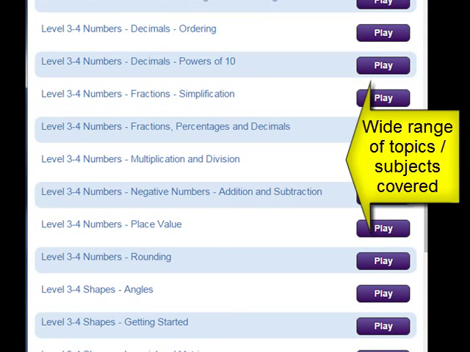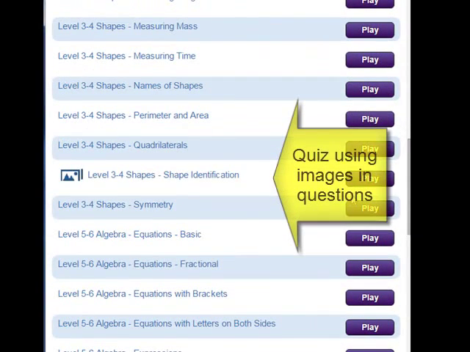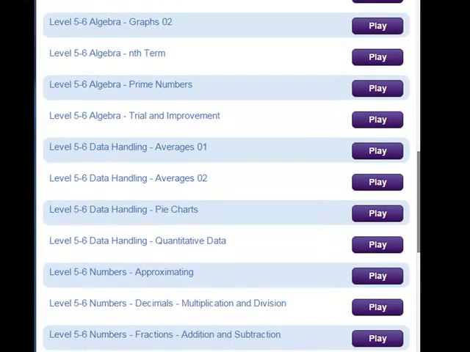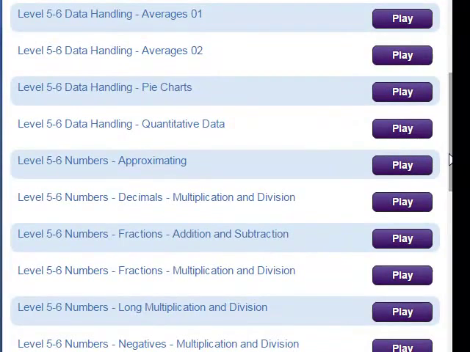Powers of 10, simplification, fractions, percentages, and decimals. And all the way down, it even covers angles. Going further down, you do have shape identification. The quizzes that have an icon next to them are quizzes that have images in the questions. You can see down to averages and pie charts, multiplication and division. There is a wide range.